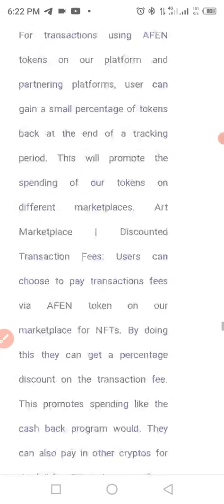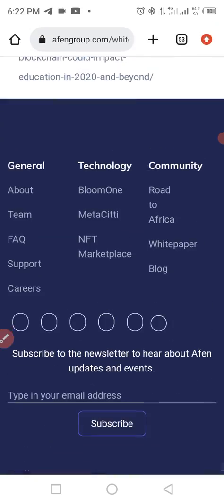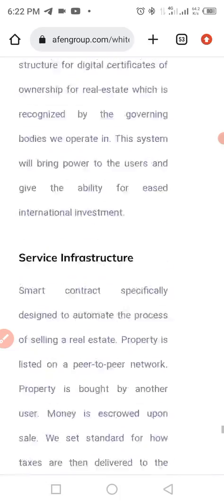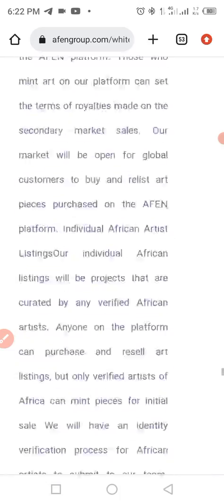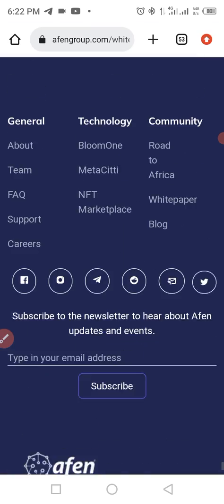Okay, so let us keep on searching. Everything you need to read, you need to read, honestly, guys. So look at it. If you're reading, you're reading. Okay, so this is it. This coin looks boring. Okay, let's look at the team.